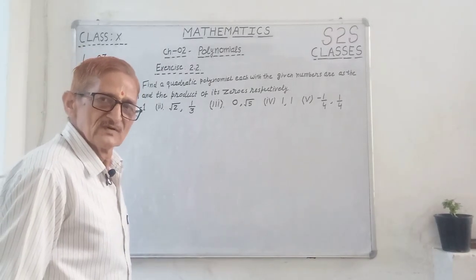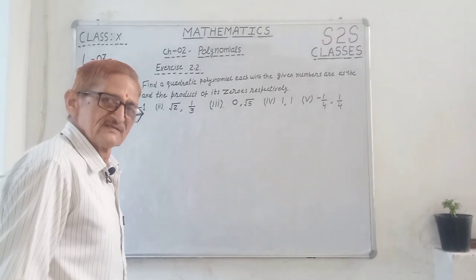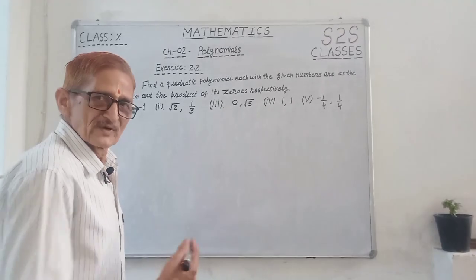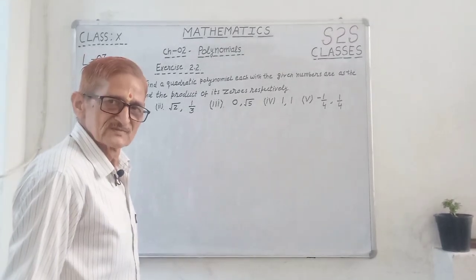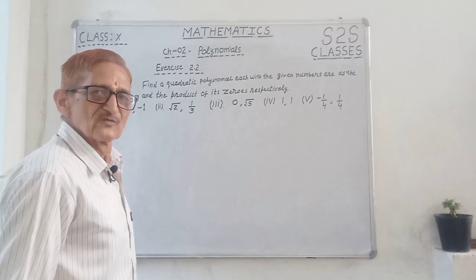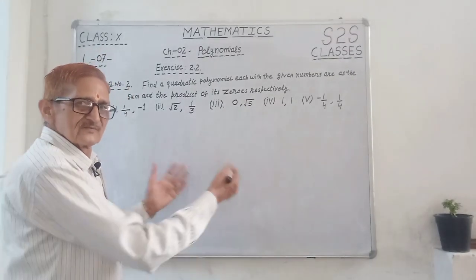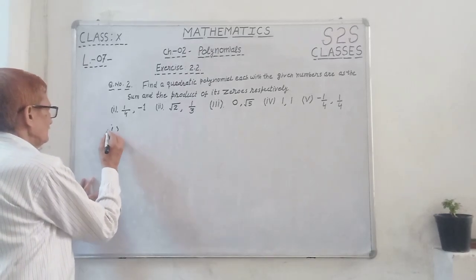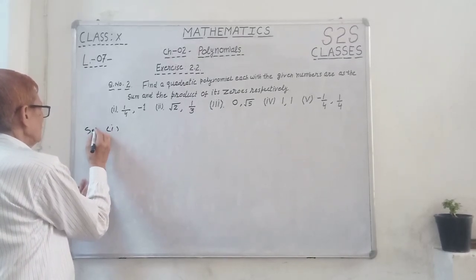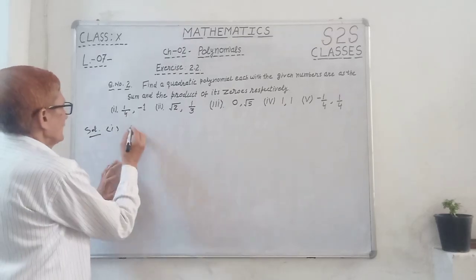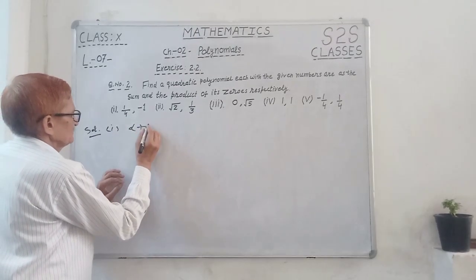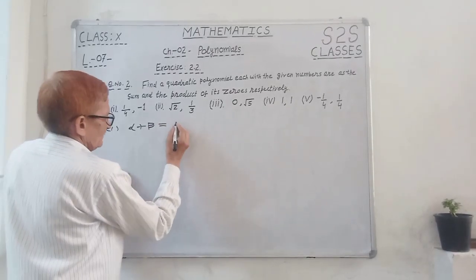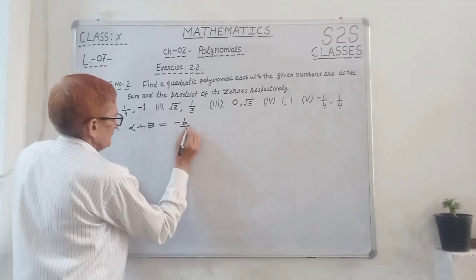We know one standard relationship: the sum of zeros and the product of zeros with the coefficients. With the help of that we have to find the quadratic polynomial for each part. So in the first part, solution. In the first part, the sum of the zeros, alpha plus beta, is equal to, we know, minus b upon a.